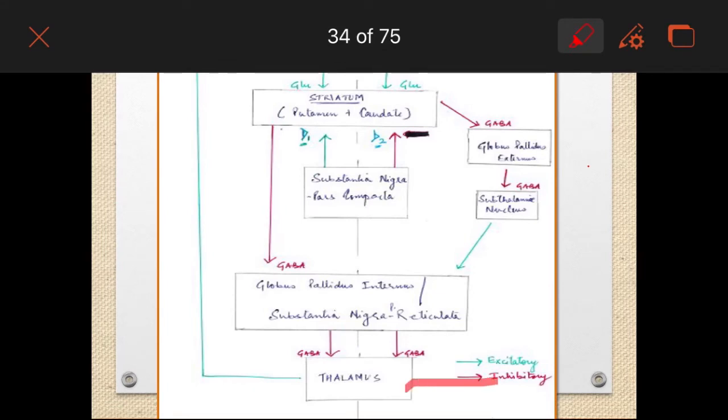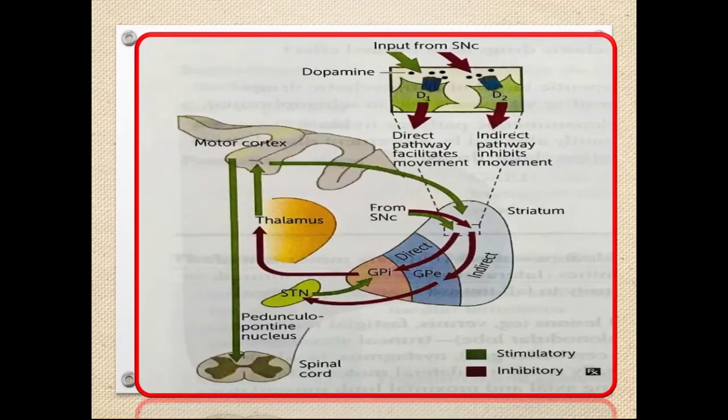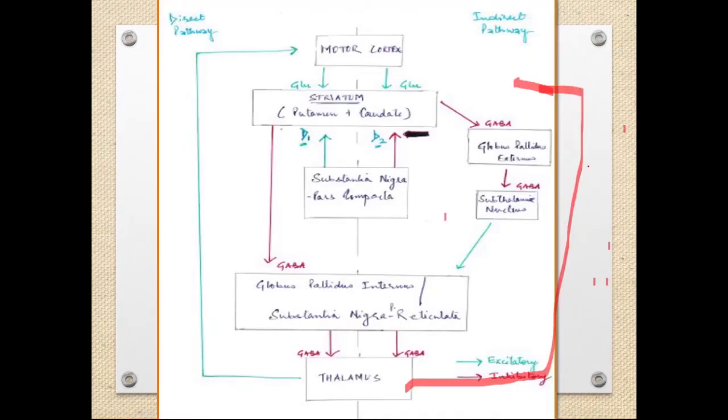This line will go back to the cortex. Okay. This will go, just assume this is ending over the motor cortex. Okay. This is the indirect pathway, so that we have covered in the previous diagram.